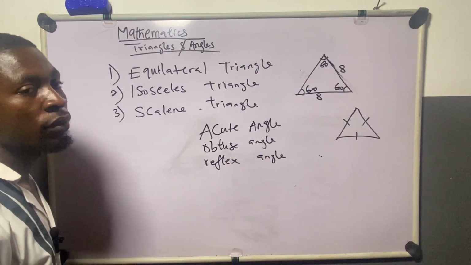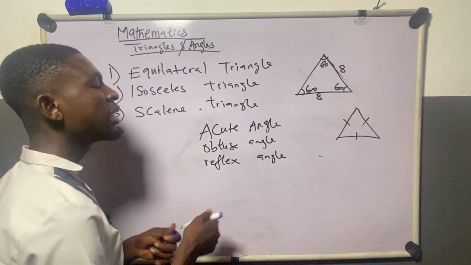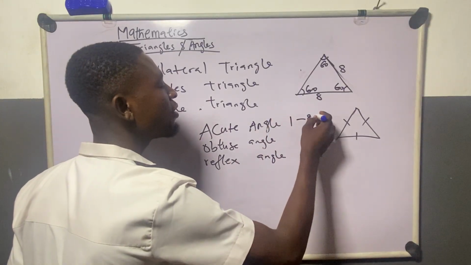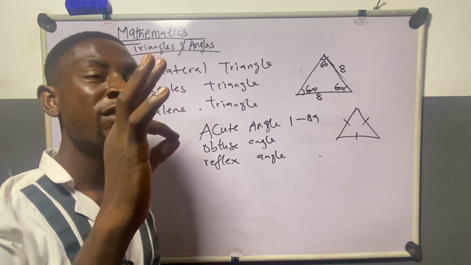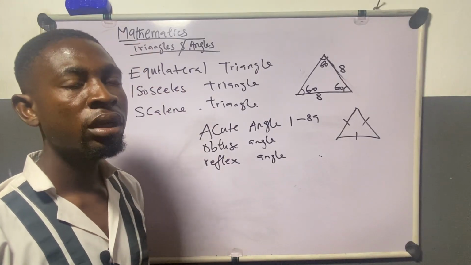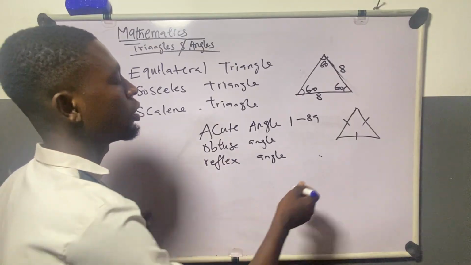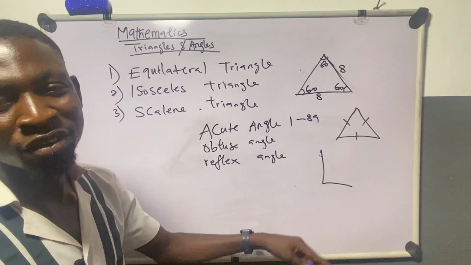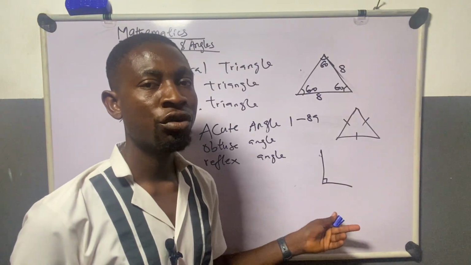So what is an acute angle? Acute angles are angles less than 90. That means it starts from 1, because an angle cannot be 0. So it starts from 1 to 89. And 90 itself is known as a right angle. You can remove the triangle if it is not closed. If you have something like this, it is not a triangle, but it is a right angle. Since it is exactly 90, we refer to this as a right angle.